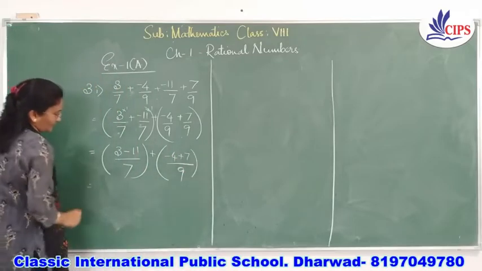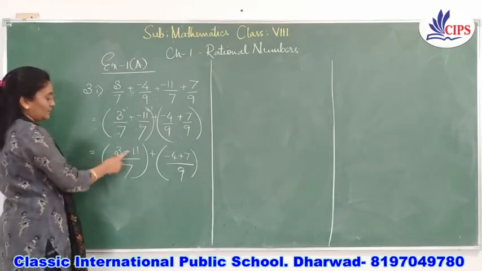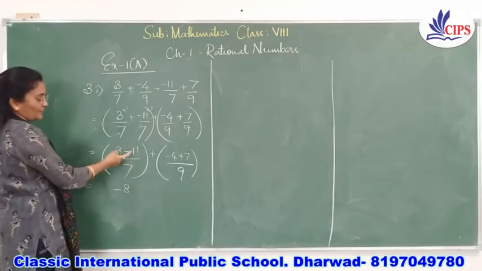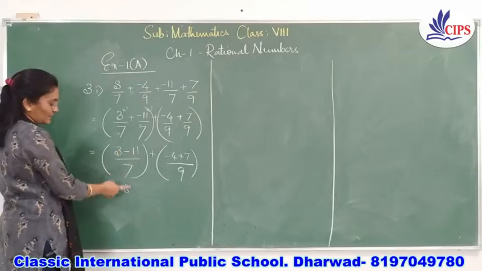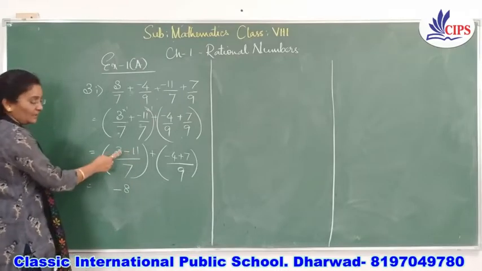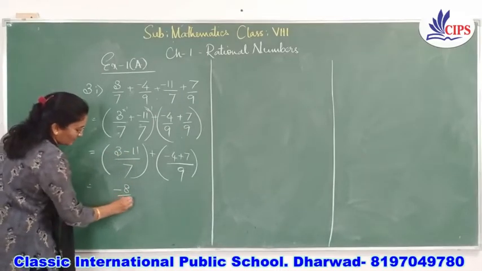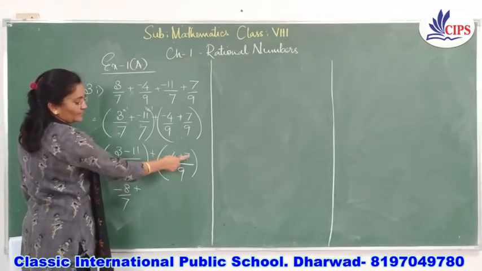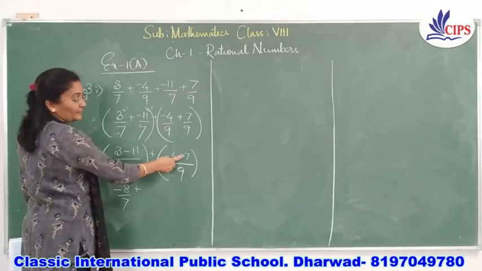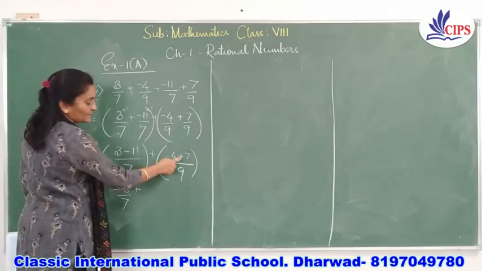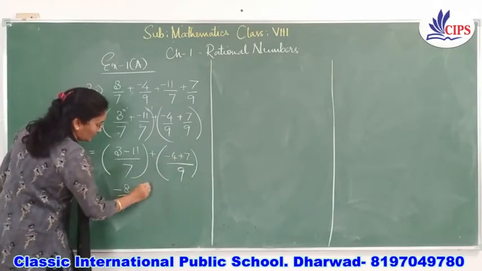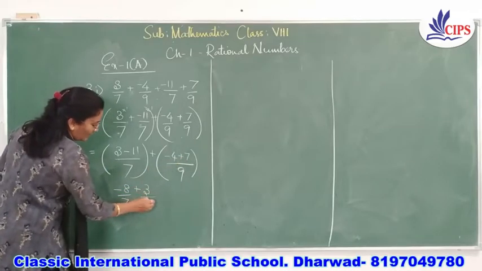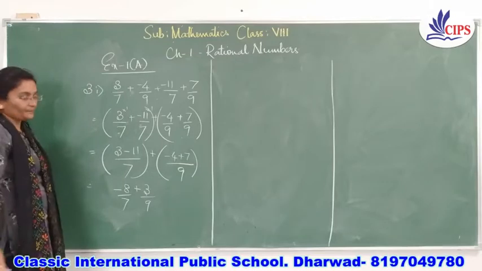Now, what is 3 minus 11? 3 minus 11 is minus 8, because we have subtracted 3 from 11. So 11 minus 3 is 8. 11 is having the minus sign, so I have written minus 8 by 7. Now, what is minus 4 plus 7? 7 minus 4 is 3, and 7 is having the plus sign, so I have written positive 3 here. And I'll write it as 3 by 9.